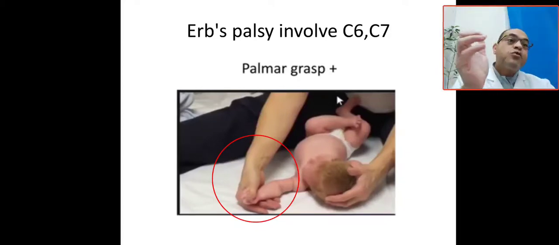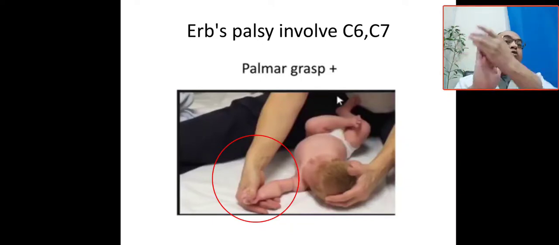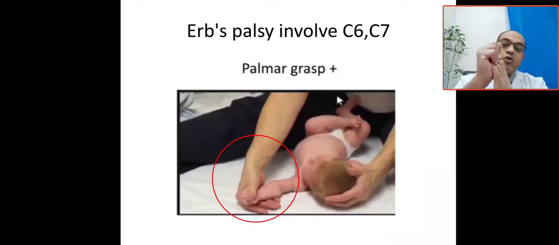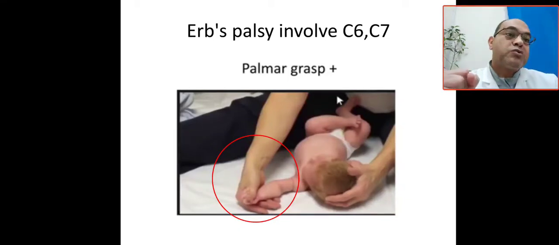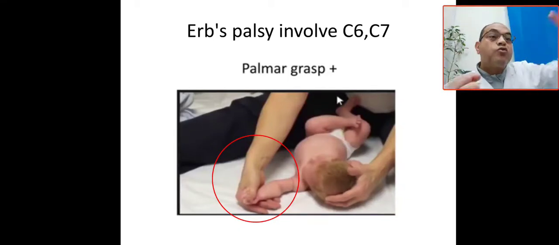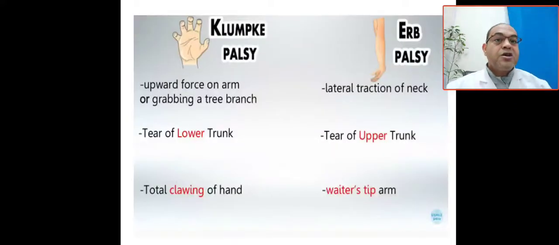It will be negative with Klumpke's, because the lesion is in C8 and T1, the lower trunk. So the hand will be weak, and the intrinsic thenar muscles will be weak, so the baby cannot grasp your hand. Just touch the palm and the baby will grasp your hand. This is positive with Erb's palsy, because the lesion is in the upper trunk, not the lower trunk, but the lesion is in the lower trunk with Klumpke's paralysis. So what is the difference between Klumpke's palsy and Erb's palsy?